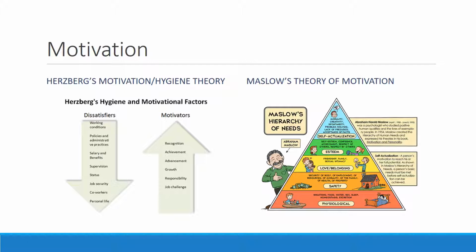You have Herzberg's motivation/hygiene theory, otherwise known as the dual factor theory. And this one states that there are certain factors in the workplace that will allow an employee to feel satisfaction, and a whole other set of factors that will cause an employee to feel job dissatisfaction.